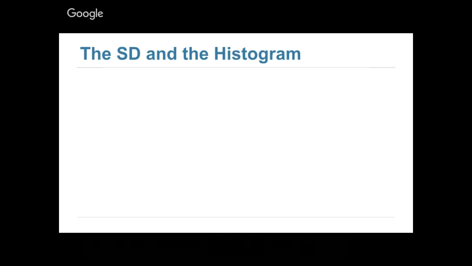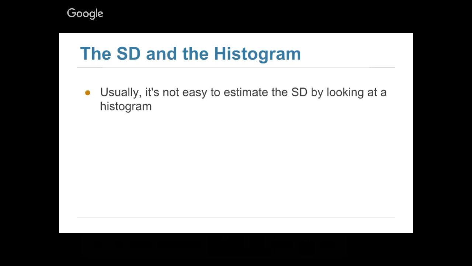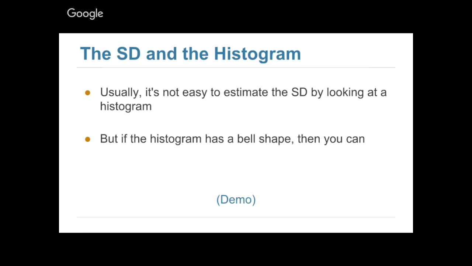Normally, it's not very easy to say what the SD is by looking at a histogram, especially if my histogram is an odd shape. If it's like a U, it's really hard. I'm not sure what my standard deviation should be, unless my histogram has a bell shape. If it is in a bell shape, it is relatively easy to estimate that standard deviation. Let me just show you how.